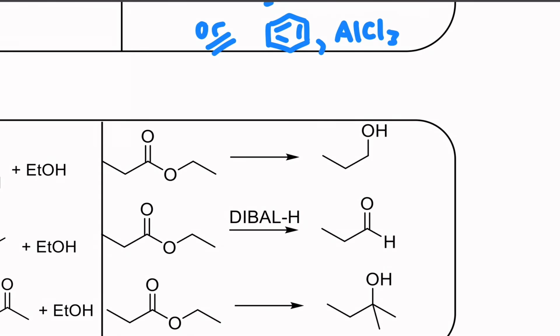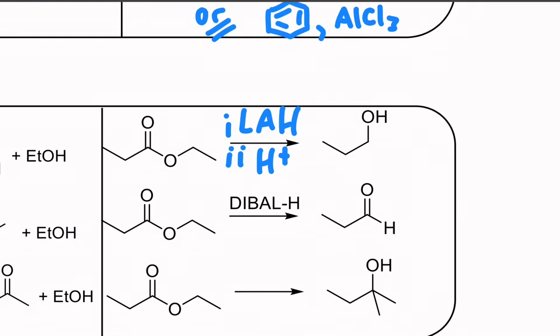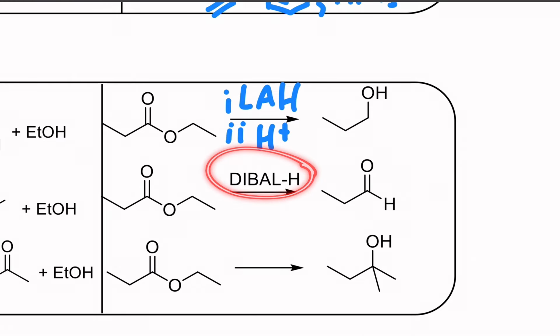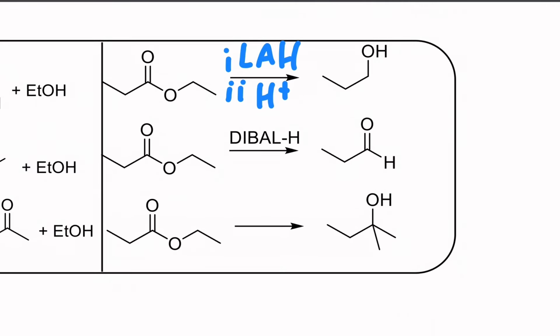To take an ester and turn it into a primary alcohol, you can also use LAH. Once again, DIBAL will change the derivative, the ester, into an aldehyde, so same as above.